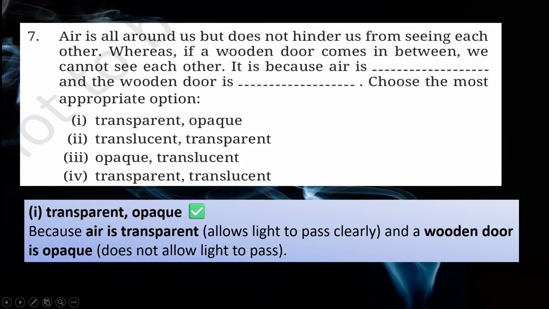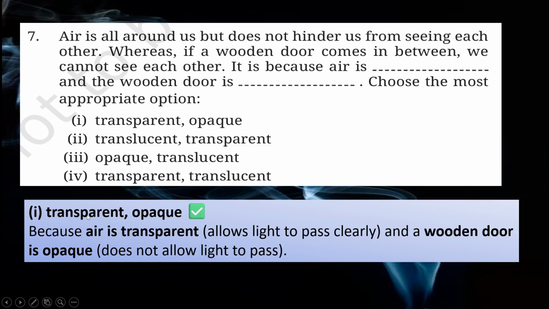Seven. Air is all around us but does not hinder us from seeing each other. Whereas if a wooden door comes in between, we cannot see each other. It is because air is dash and the wooden door is dash. Choose the most appropriate option. First option is transparent and opaque. Second is translucent or transparent. Third is opaque translucent. Fourth is transparent translucent.